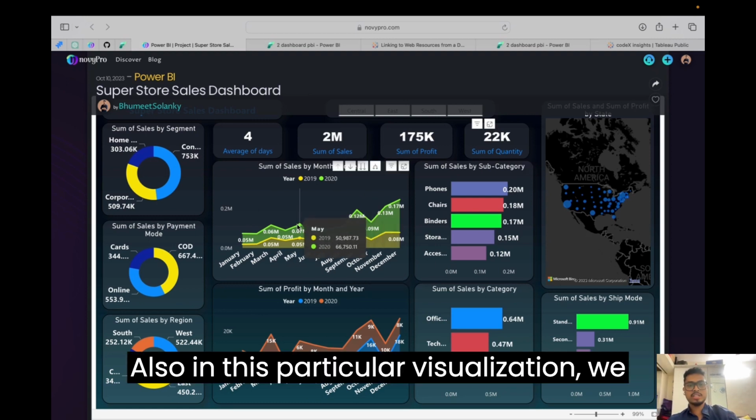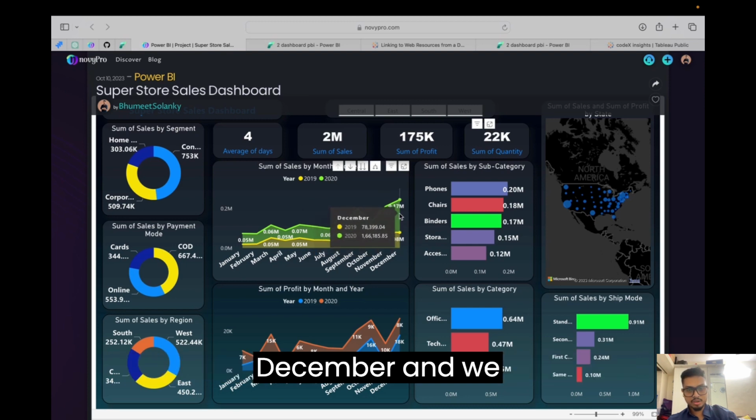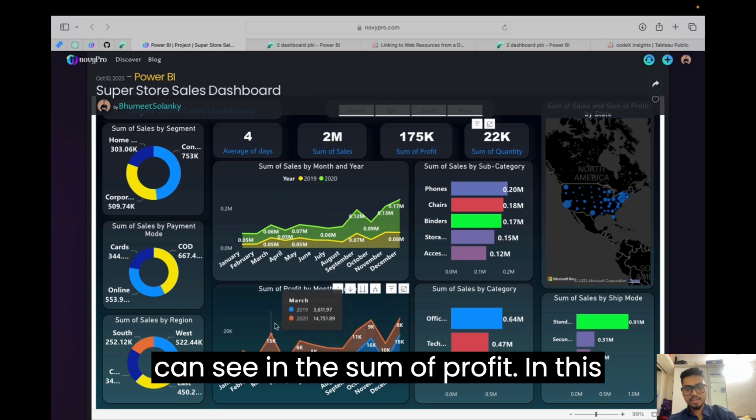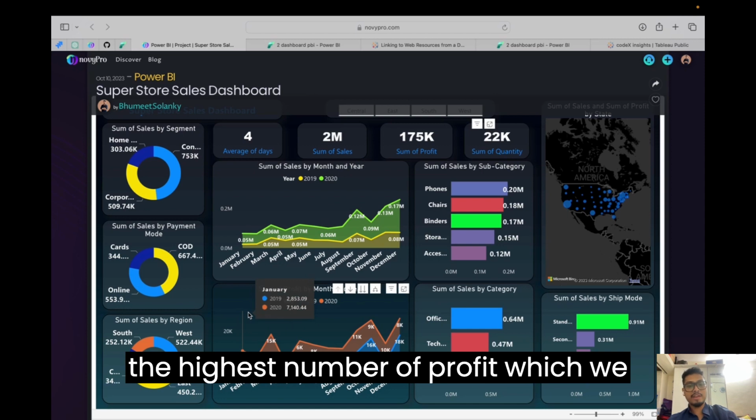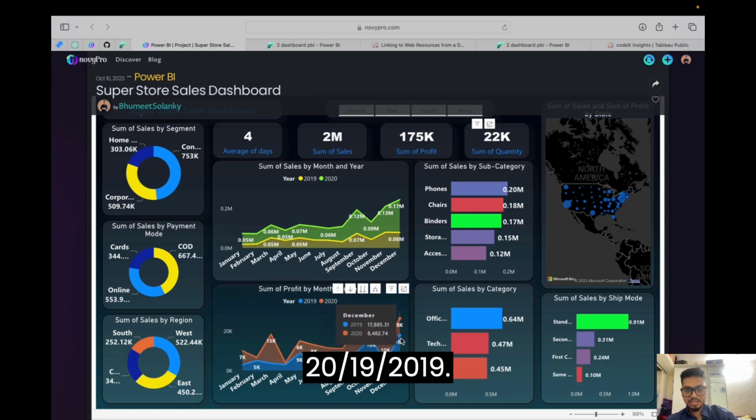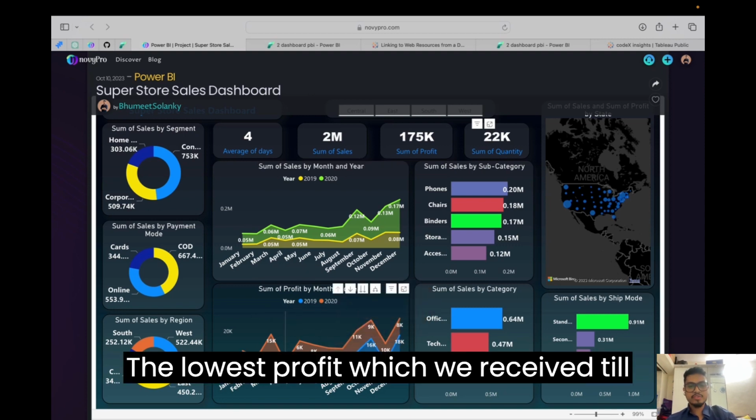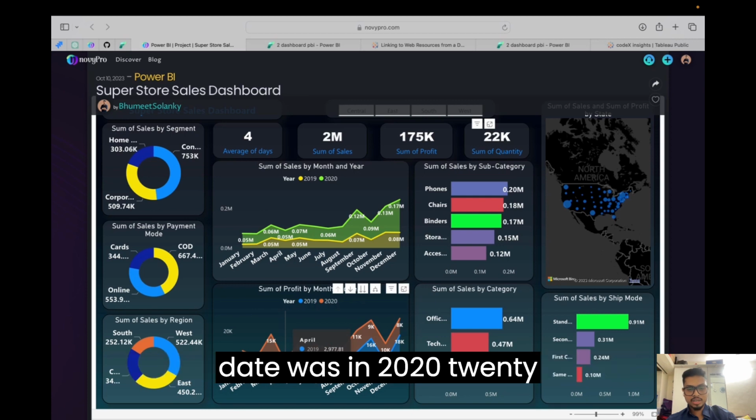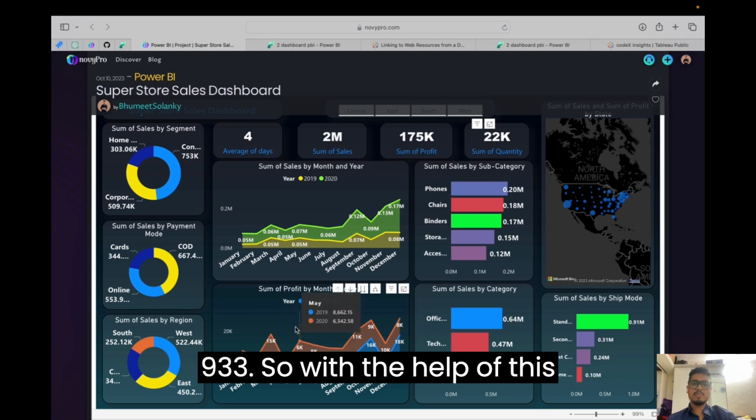Also, in this particular visualization, we can see that the highest number of sales which we have done is in the month of December, and in the sum of profit in this particular visualization, we can see that the highest profit which we have received was in the month of December, which is 2019. The lowest profit which we received till date was in 2020 in the month of April, which is only 933.